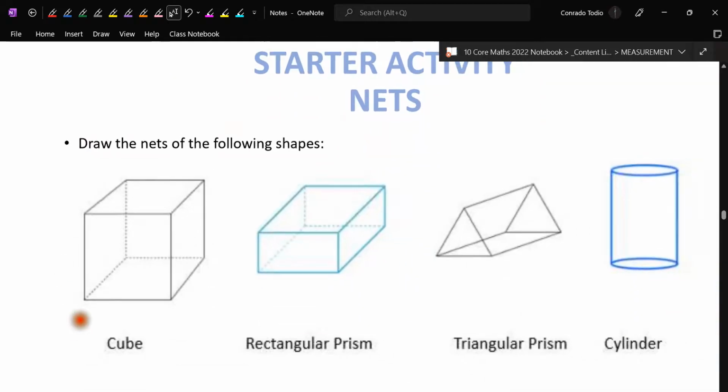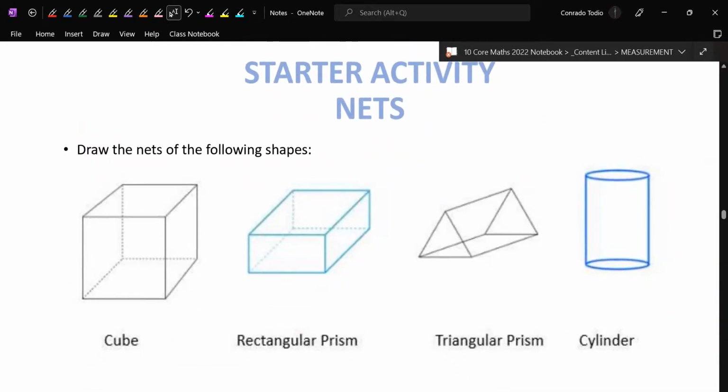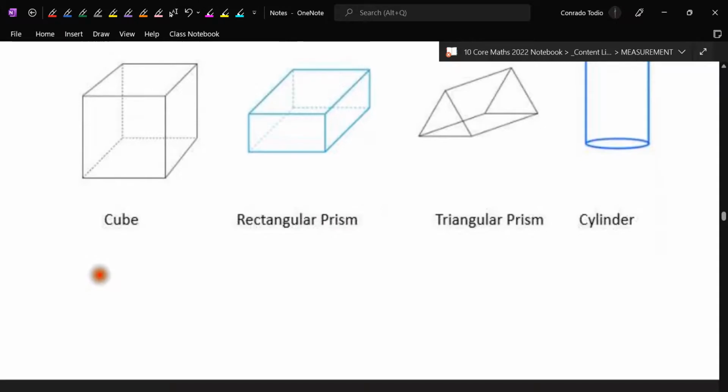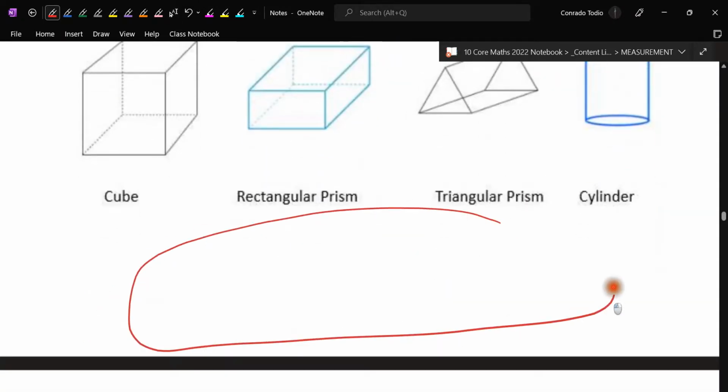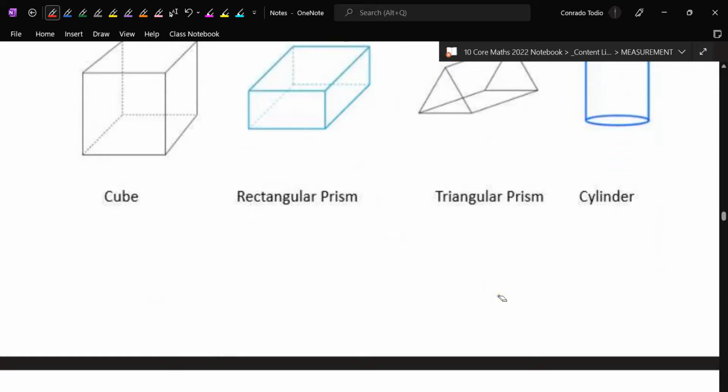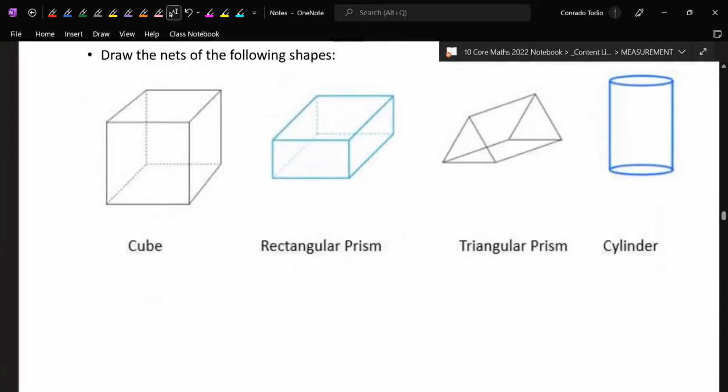All right, so what I'd like us to do, now the answer's already kind of there, but I would like us to pick a shape here. Out of these ones, pick one, and I want you to draw the net for it down here. If you don't know what a net is, it's basically the unfolded version of a 3D shape.